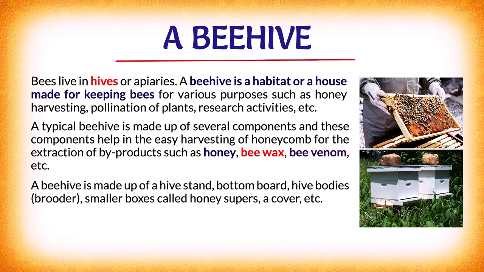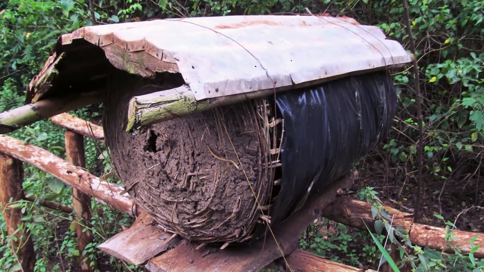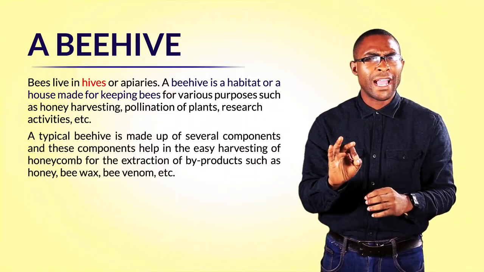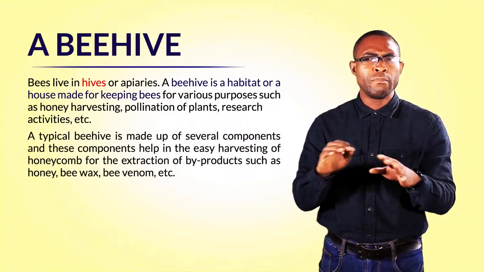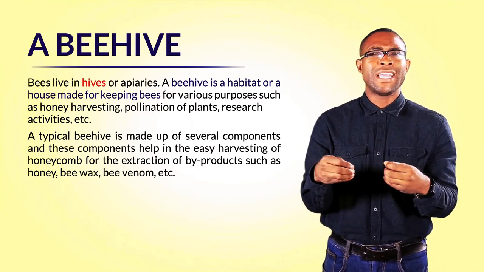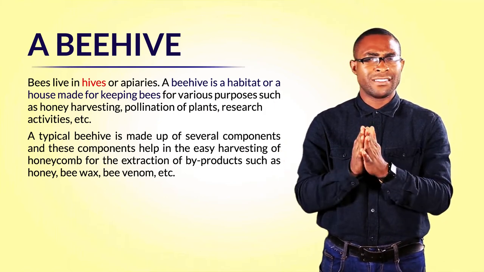A beehive is a habitat or a house made for keeping bees. It is a man-made habitat. So we don't have beehives that were created from the beginning. Man made the hive, made the house in order to keep bees for various purposes. A typical beehive is made up of several components, and these components help the beekeeper to extract honey, beeswax, bee pollen, bee bread, etc.